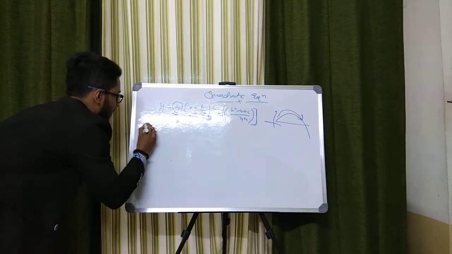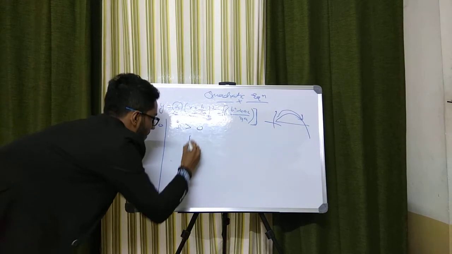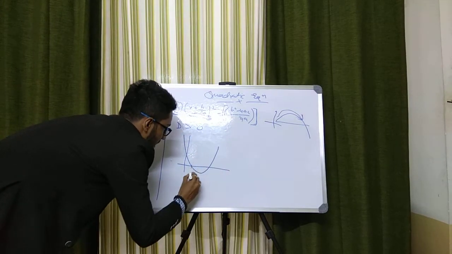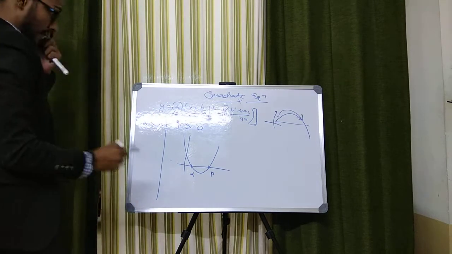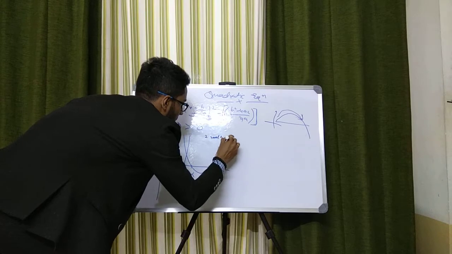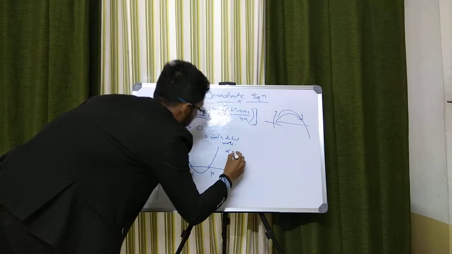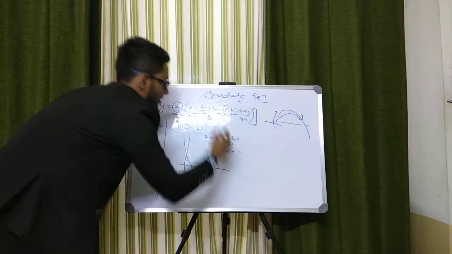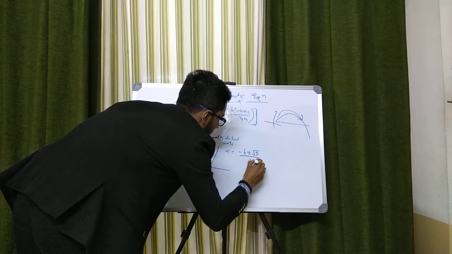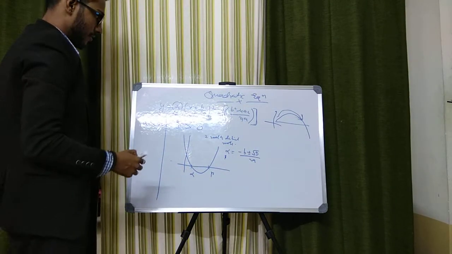Suppose this is the case for a greater than 0. First we'll take d greater than 0. In that case, your graph looks like this. This is alpha, this is beta. It will have two real and distinct roots, given by alpha, beta equals minus b plus minus root d by 2a. If you equate this to 0 and solve, you will get it. Okay, so this is for d greater than 0.